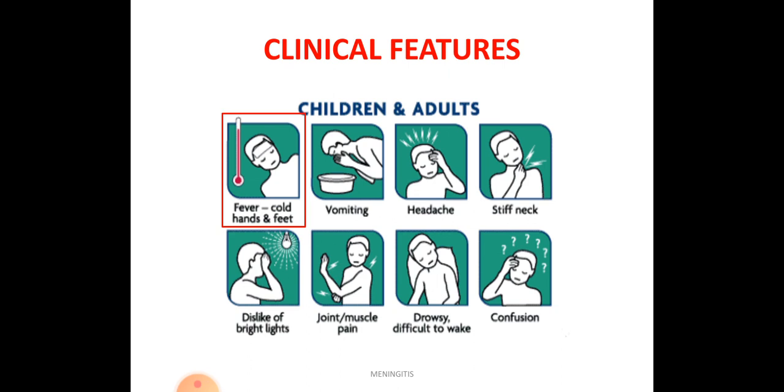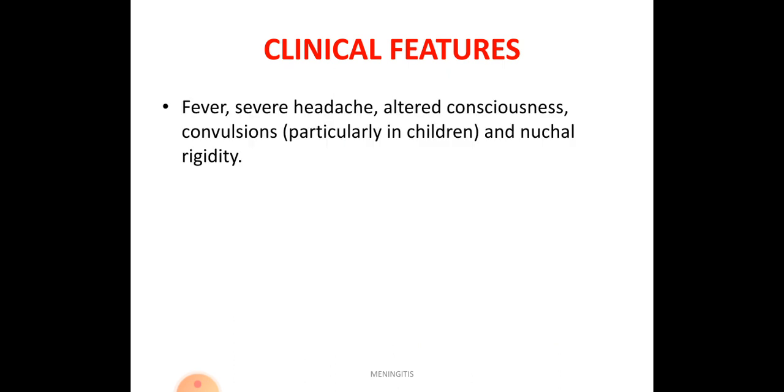Then these are the different clinical features. The patient will have fever, but still hands and feet will be cold. The patient will have vomiting, which we already discussed. The patient has headache and stiff neck, that is nuchal rigidity. Neck rigidity is not the only symptom for meningitis, it is a sign for all CNS issues. Then photophobia, so the patient will not like bright lights. There will be pain in muscles as well as joints. The patient will be drowsy, so it will be very difficult to wake the patient, and the patient will have confusion.